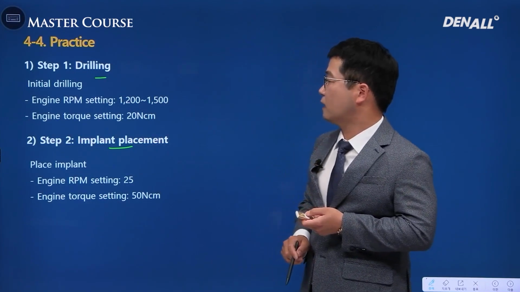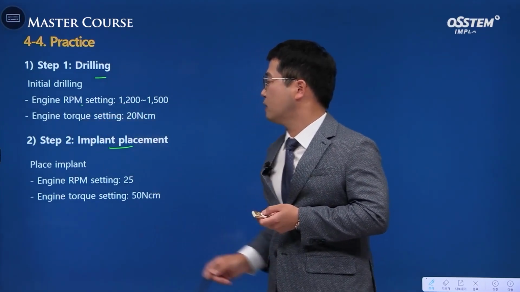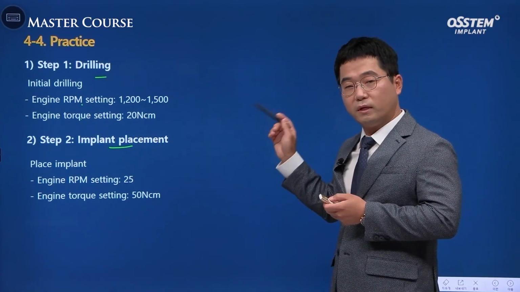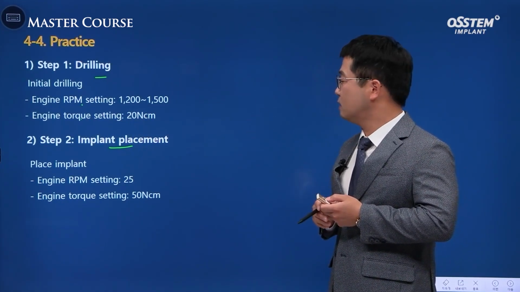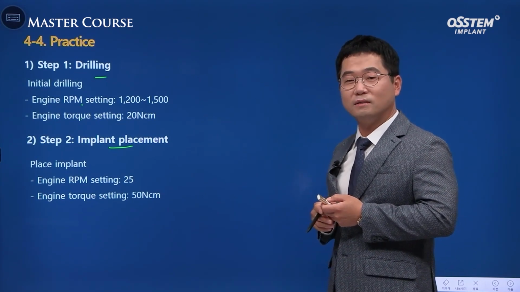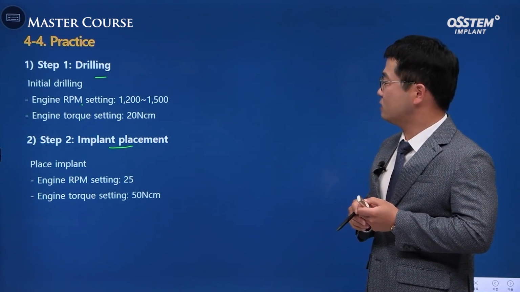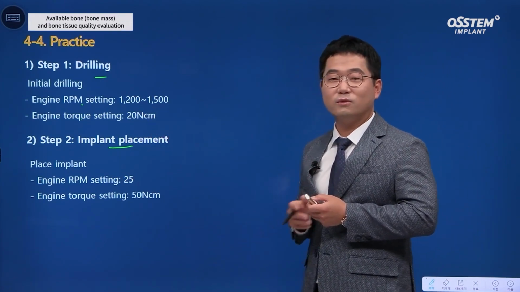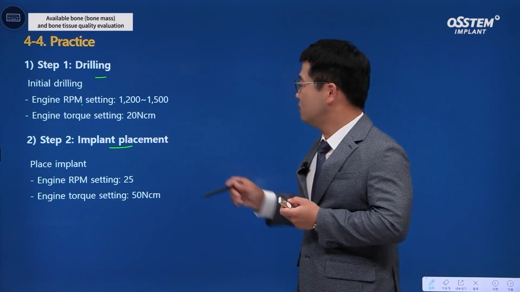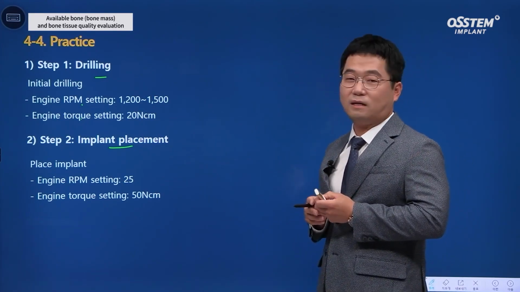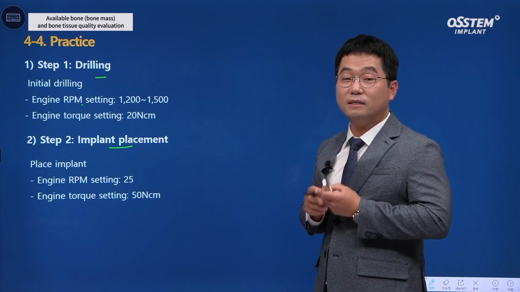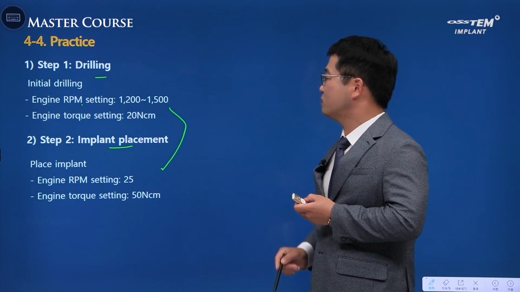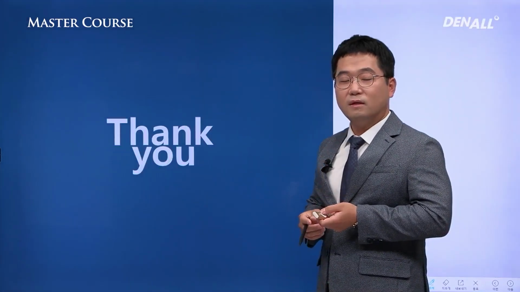Drilling and implant placement. There are these RPM and torque values. The reason why I included this content is because there are many problems associated with this. Dentists who are beginners, you need to take note of RPM. You need to apply appropriate amount of torque so that you don't make mistakes when placing implants. I would like to emphasize these two.